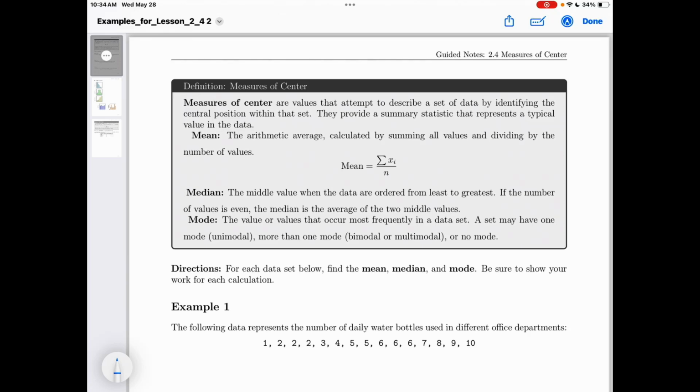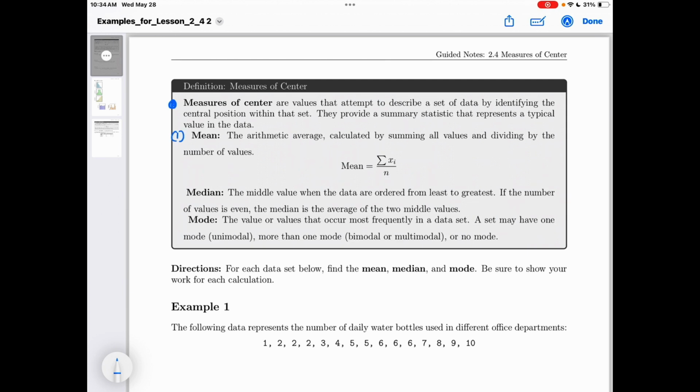In this lesson, we're going to talk about measures of center and how they're related to the shapes of the distributions. When we have a set of data, it can be helpful to summarize it with a single value that represents what's typical in the data set. This is what's called the measures of center. Now, let's look at the official definition. Measures of center are values that attempt to describe a set of data by identifying the central position within the set. They provide a summary statistic that represents a typical value in the data.